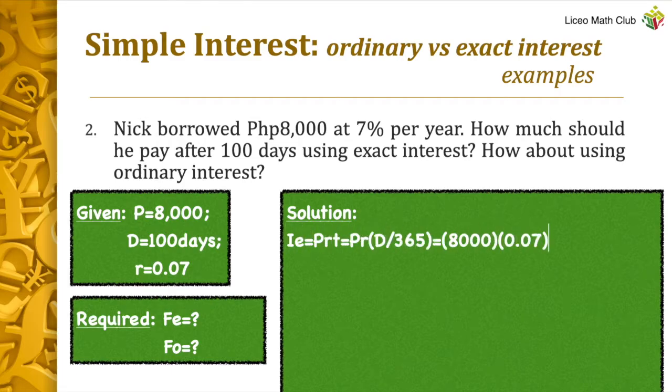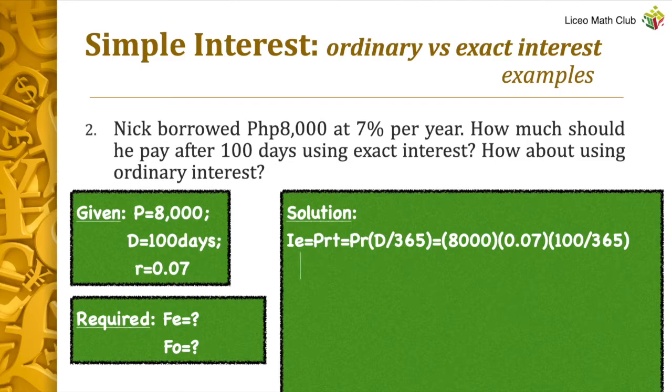So interest is I sub E. Since it's exact, the denominator should be 365. So P times R times D over 365. P is 8,000. R is 0.07. D is 100. And that is over 365. So substitute. Use your calculators to do this.